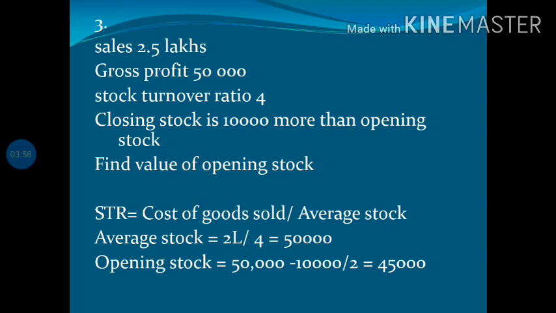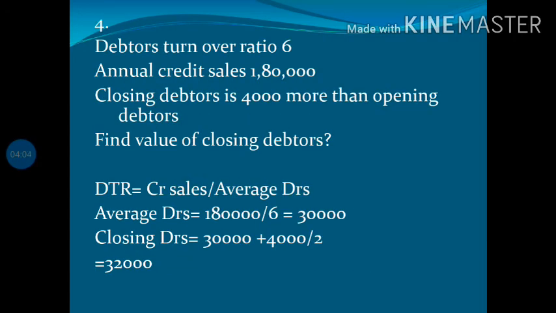So 50 minus 5, 45,000 is the value of opening stock. Another question, this is related to debtors turnover ratio. It is given as 6. Annual credit sales is 1,80,000, and it is said that closing debtors is 4,000 more than opening debtors. Find the value of closing debtors.